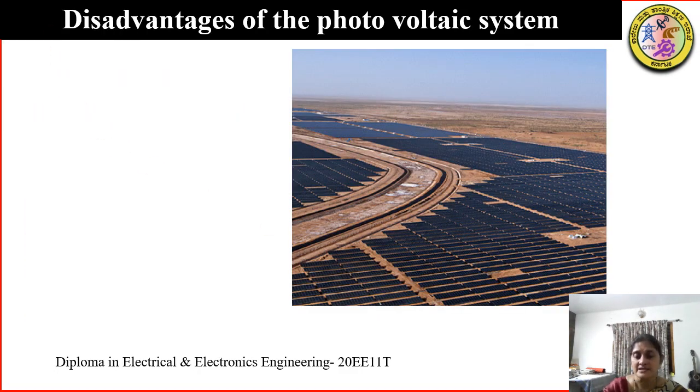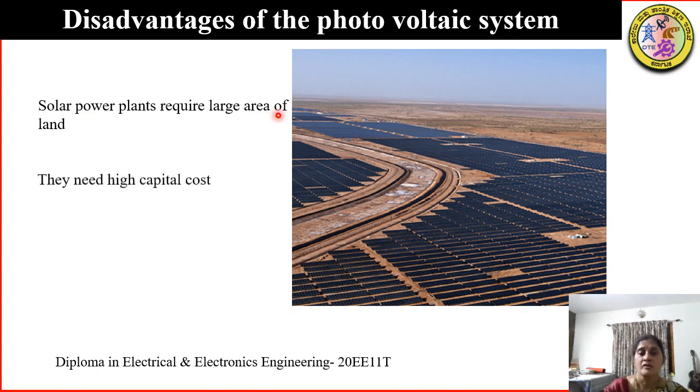Let us now discuss the disadvantages of the photovoltaic system. The solar panels require a large area of land. Moreover, the capital cost of this plant is very high. Since the panels or arrays have to be spread over a large area to have enough solar insolation, a large quantity of land is required. So, the land should be available at a reasonable cost, otherwise the cost of the power plant will go very high.